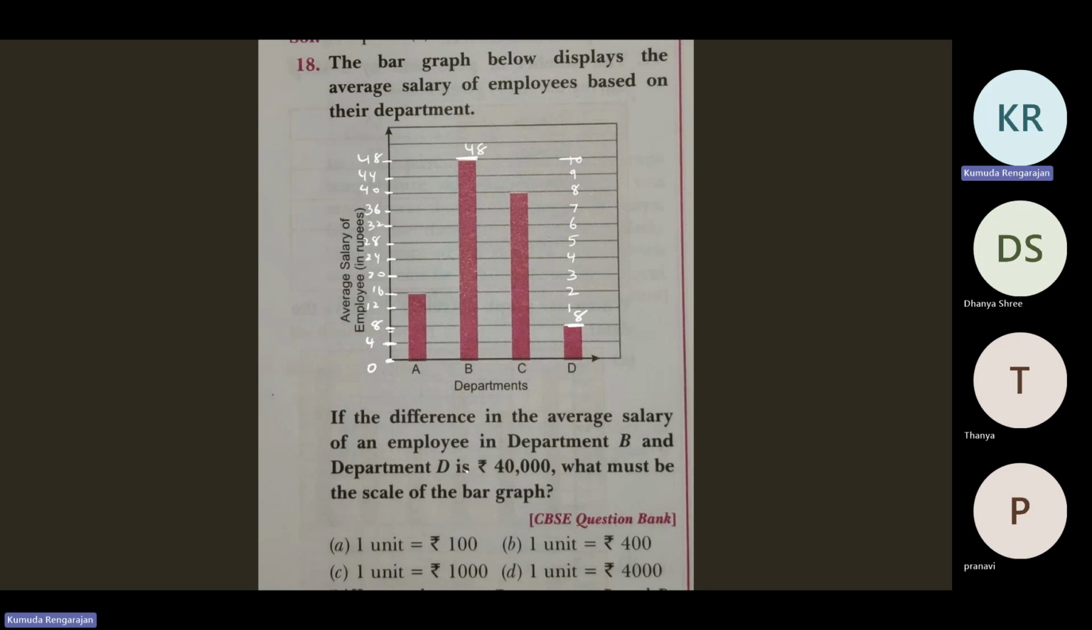So 10 lines are there. After this line, till the next line, there are 10 lines. And the money here is 40,000. So 40,000 divided by 10 is 4,000. So 1 unit should represent 4,000 rupees. So see, 0, 4,000, 8,000, 12,000, 16,000. So when you mark, this is 48,000 and this is 8,000. So clearly the difference in the average salary is 40,000. 48 minus 8, 40,000. Correct?